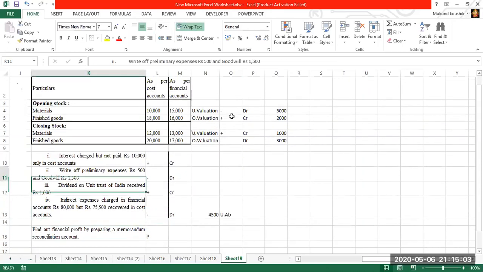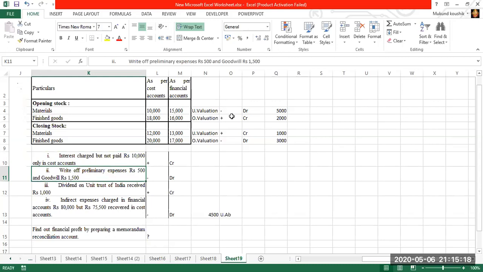Then again let us look at other items. Interest charged but not paid, rupees 10,000, only in cost accounting. So it is only cost accounting income. That means it has to be added. So items of only cost accounting should be added.